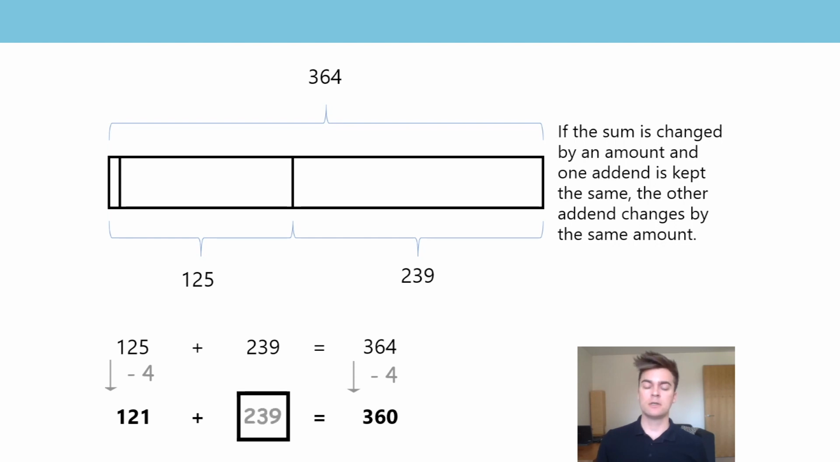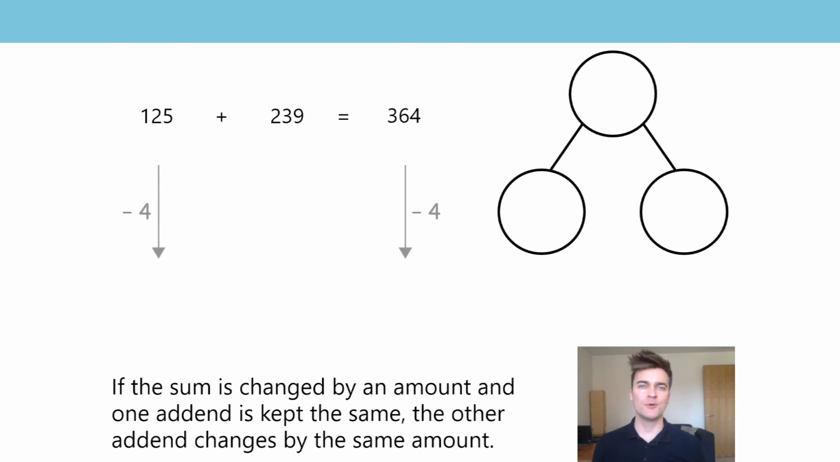Slytherin's points remained at 239. Press pause. Have a go at filling in the parts and the whole on the part-whole diagram to represent the maths from the problem we've just looked at. Ready? So to start with, the whole 364 with two parts, 125 and 239.